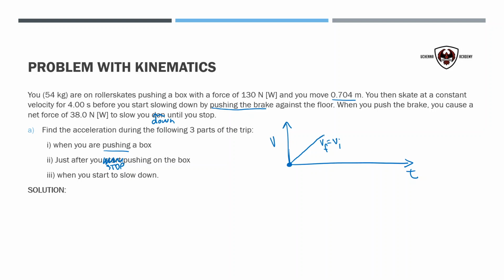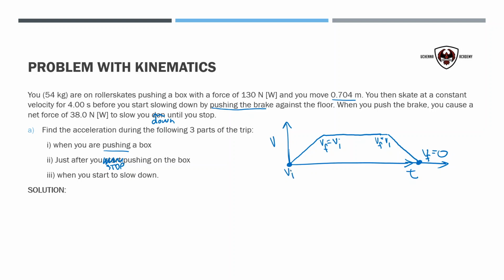The second part of the trip is you just going at a constant velocity, no box anymore, you're just coasting. And then the third part of the trip, so the final velocity on the second part becomes the initial velocity of your third part of the trip, and that third part of the trip includes you slowing down until you get to a complete stop, and that is your final velocity here, which is zero.